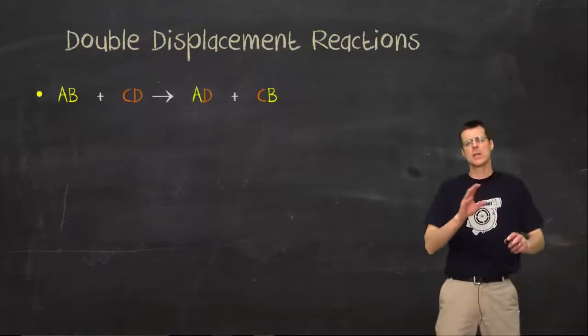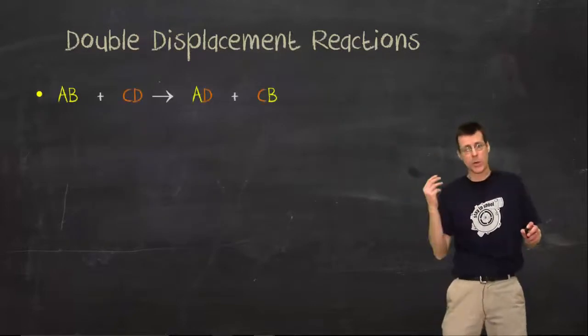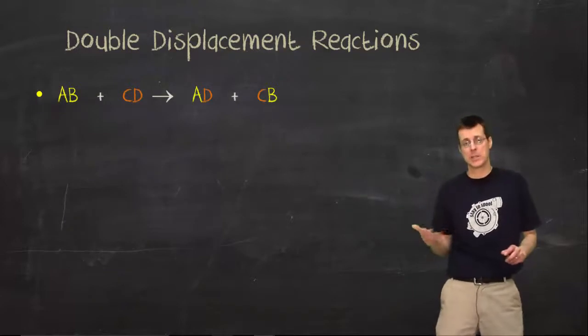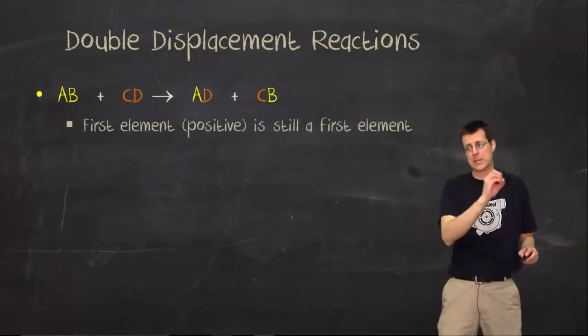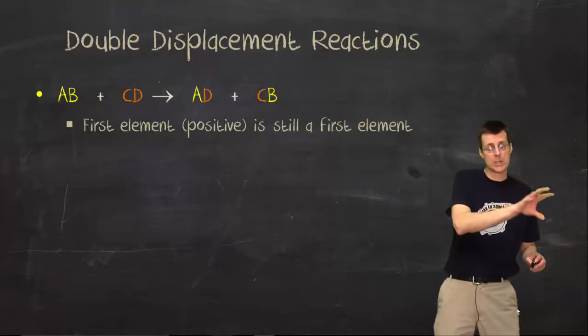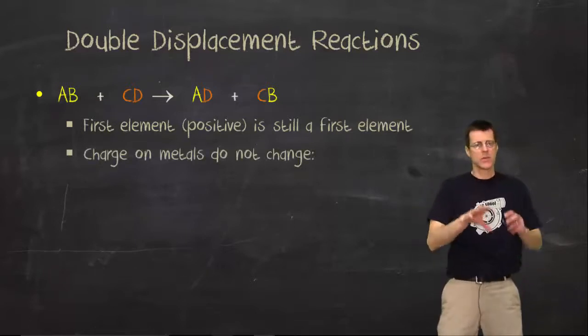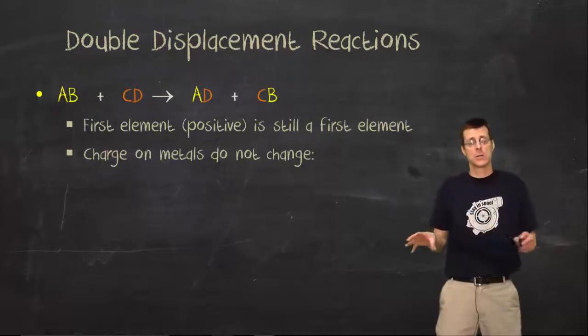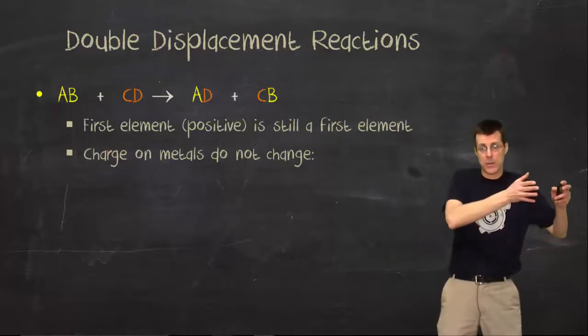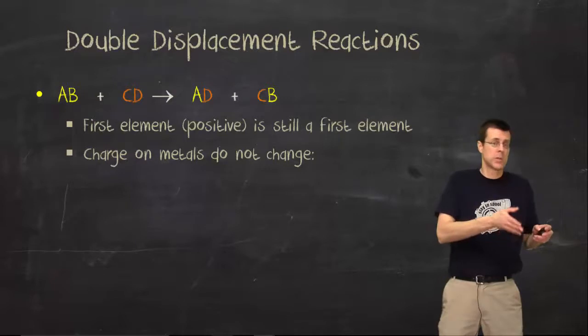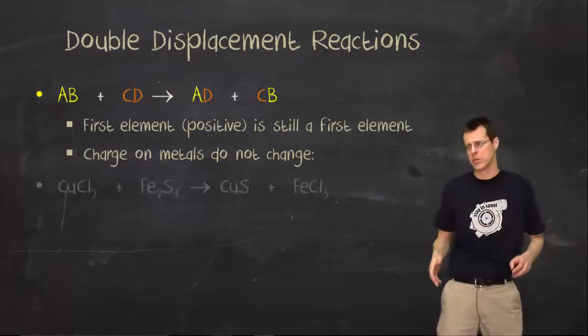So if you take double displacement reactions, we know how to recognize them, we know how to predict the products, we know that the first thing written, the first element as a reactant, will be the first element as a product as well. And we also know that the charge will not change. The charge on the positive part will not change. The charge on the negative part will not change as well.